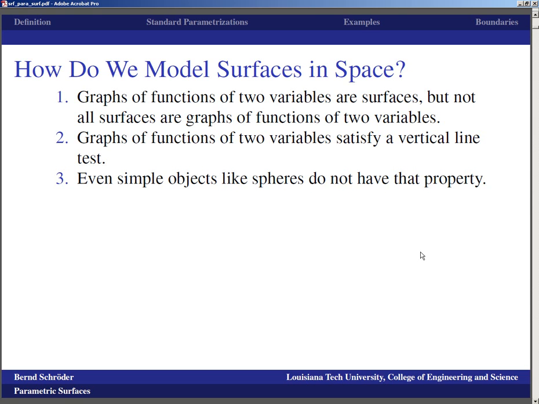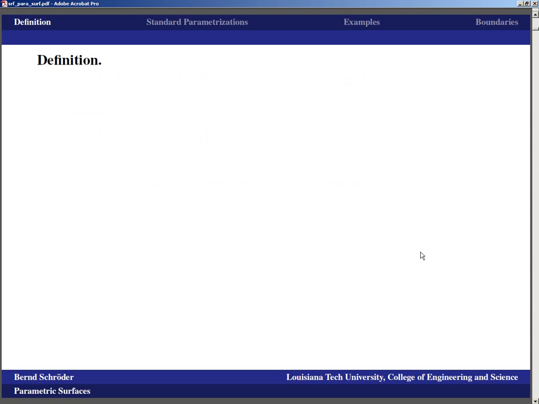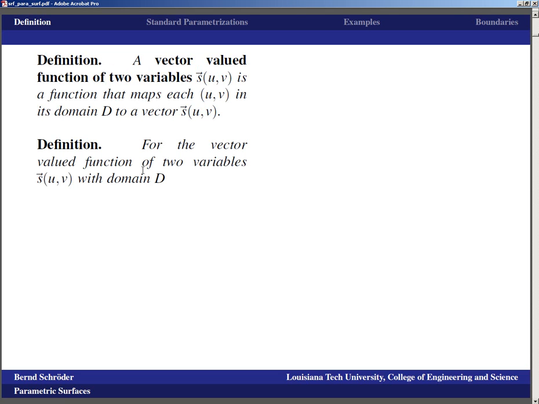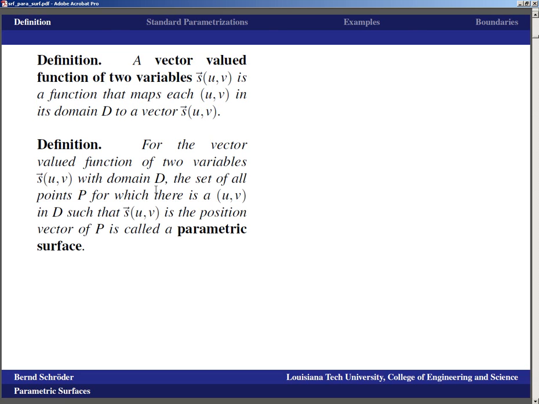And basically, we already know how to model paths in multidimensional space, and we have seen with functions of two variables that if we put a bunch of paths together, we can get a surface. And so that really is the idea behind the definition of a parametric surface. And so we talk about now a vector-valued function of two variables, S of u and v. That is a function that maps each point (u,v) in its domain to a vector, the surface point S(u,v).